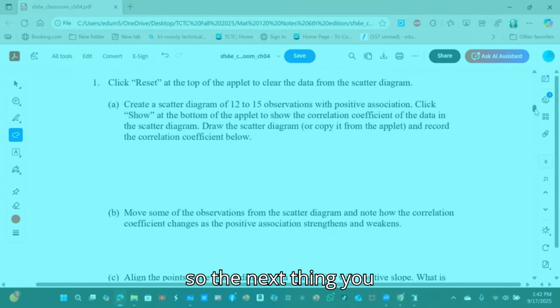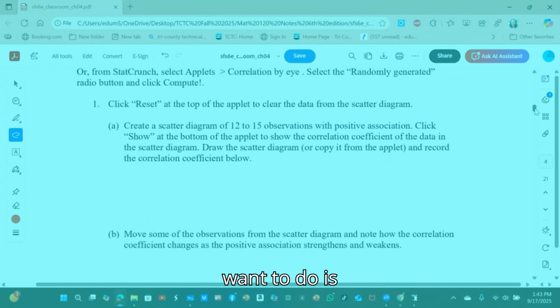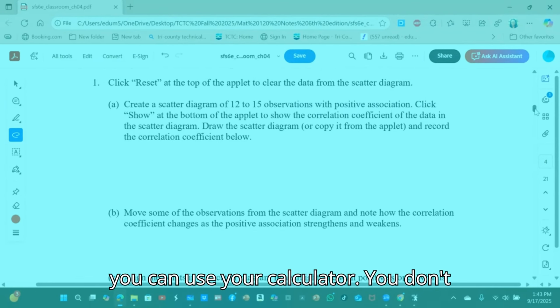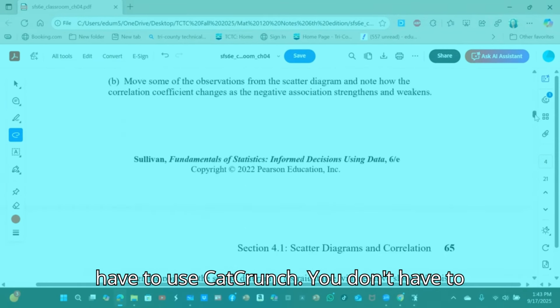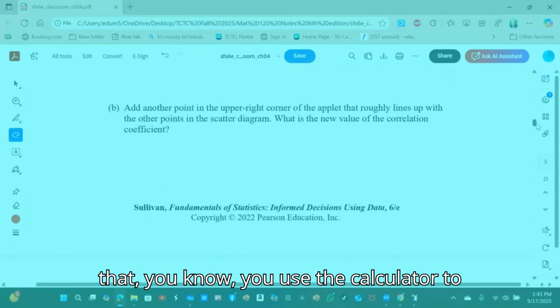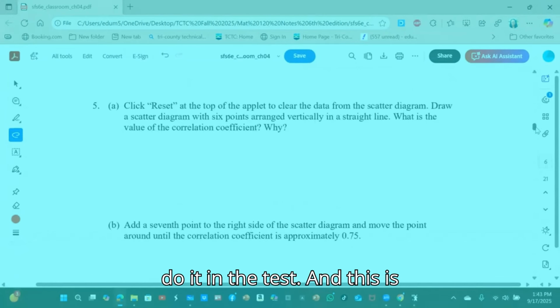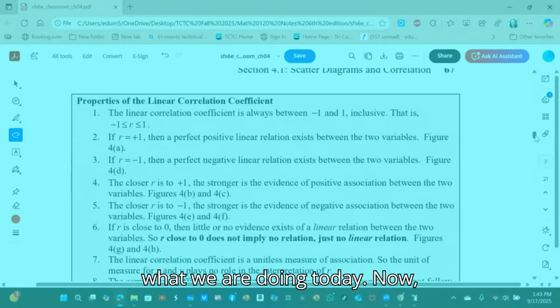Okay, so the next thing you want to do is you can use your calculator. You don't have to use StatCrunch. You don't have to use Excel. It's enough that you use the calculator to do it in the test. And this is what we are doing today.